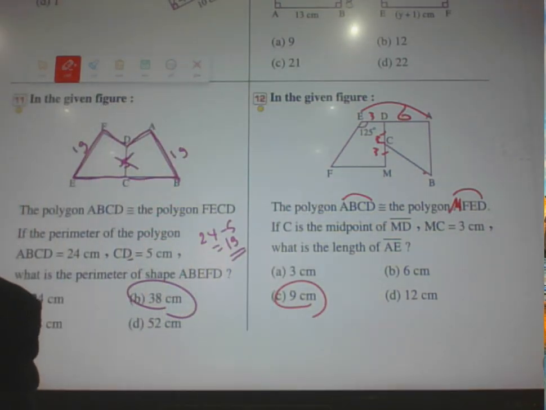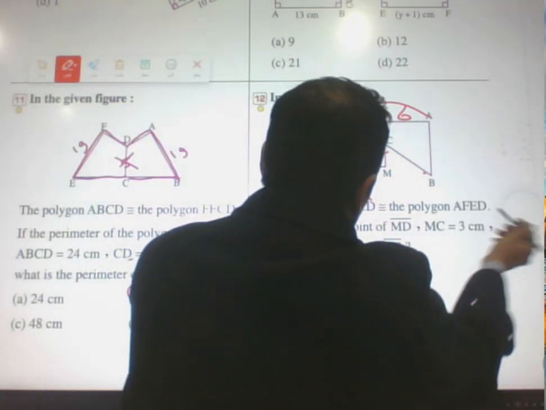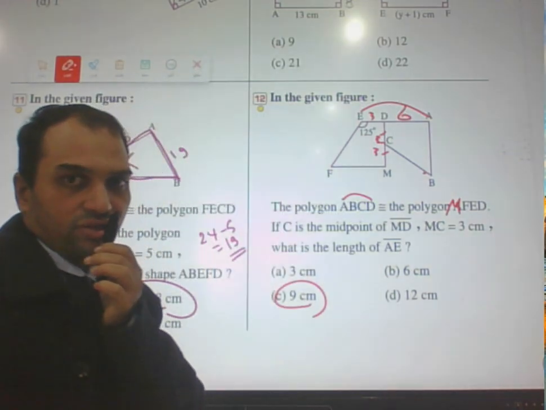Okay, my students? So you must change this angle E to angle M. Understood?